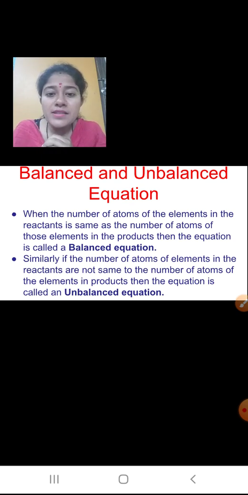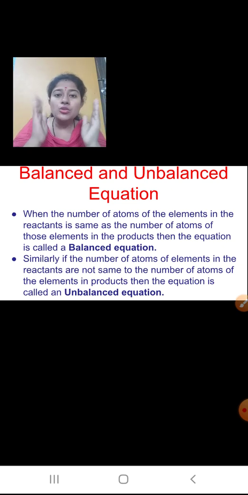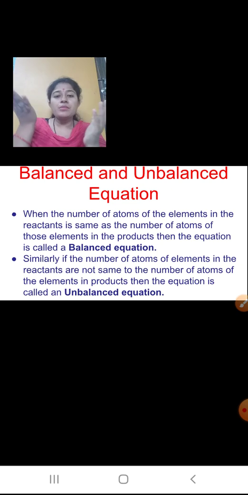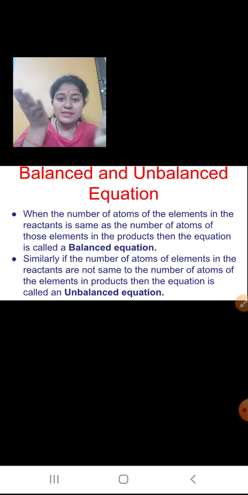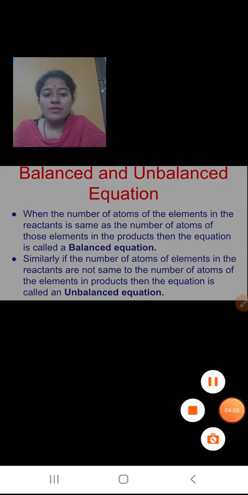So what is a balanced equation? When the number of atoms of the elements in the reactant is same as the number of atoms of those in the product, then those equations are called as balanced equation. And if the number of atoms of the elements in the reactants are not same to the number of atoms in the products, then the equation is called as unbalanced equation. Now let us understand this balanced and unbalanced equation with the help of a video. Okay, we'll see a video related.